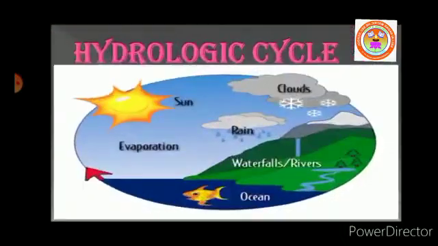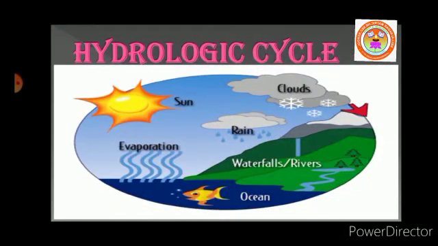Next, let us see hydrologic cycle. What do you mean by hydrologic cycle? Hydrology is the science which deals with the various aspects of water. Availability of water on the earth is not uniform. Some places are very rich and some places are poor in water resources.